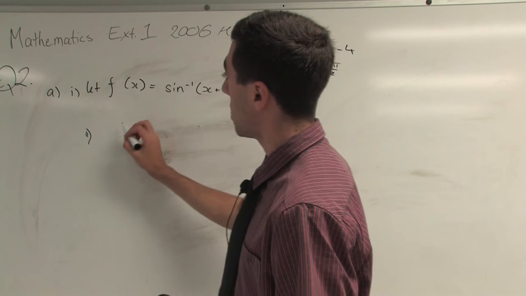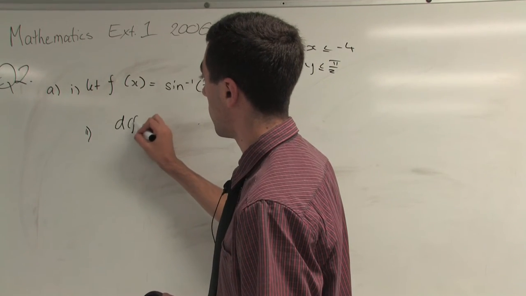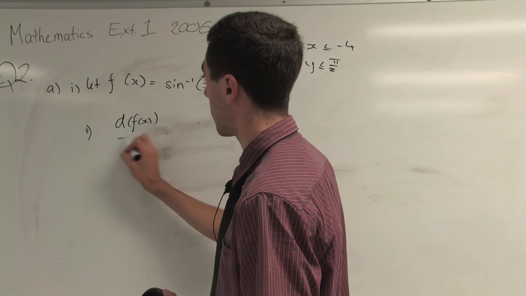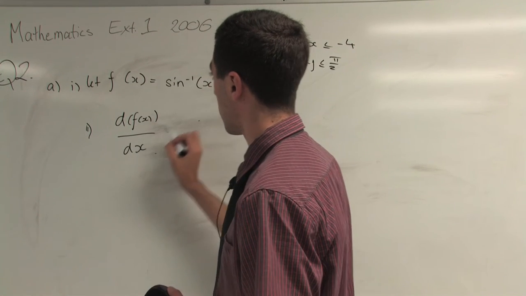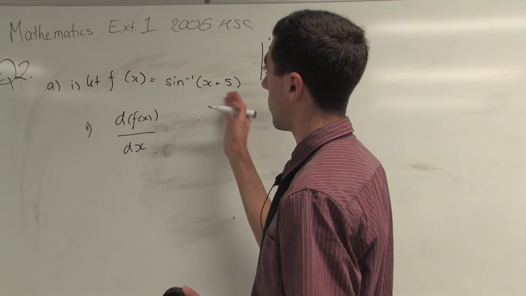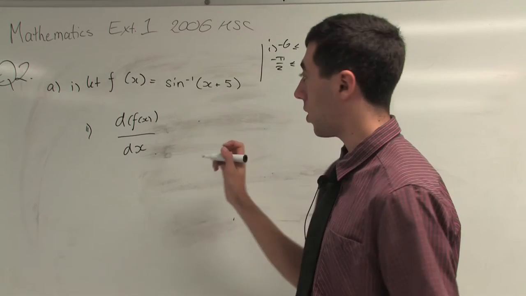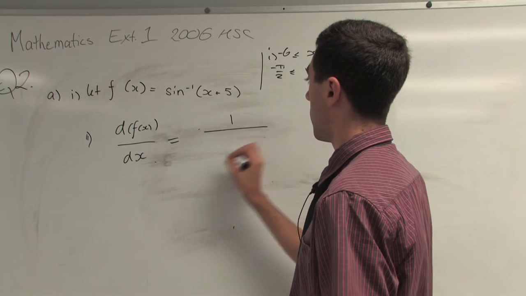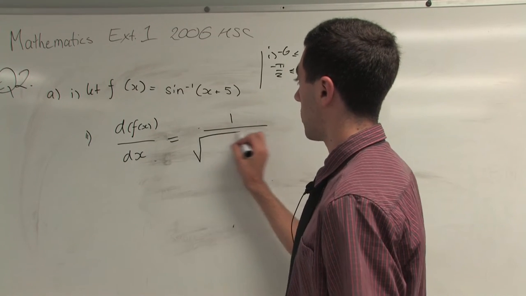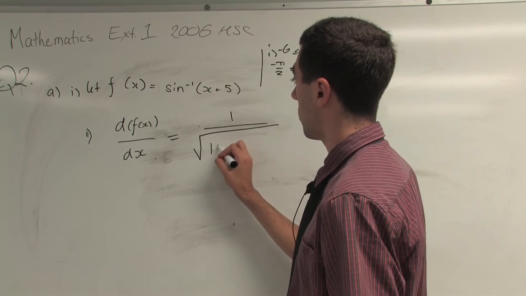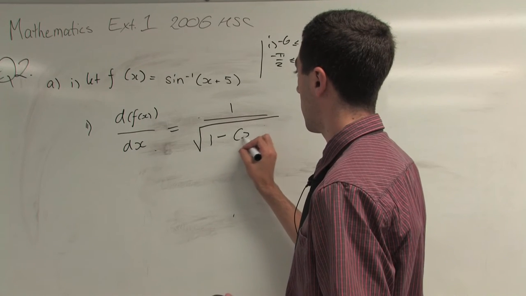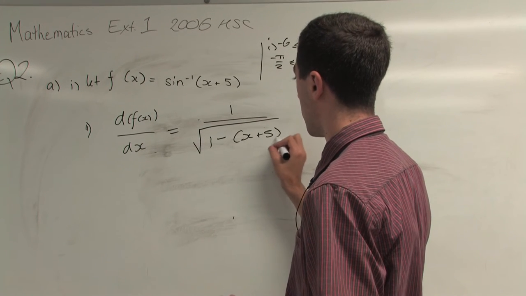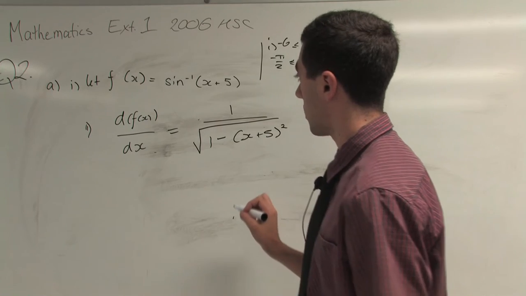So if we differentiate this, we'll differentiate our f(x) with respect to x. As we know, there is no constant term here, so the derivative of the inside is simply 1, and the 1 can go at the top here. Now when we differentiate our standard sine inverse, we get 1 over the square root of 1 minus (x + 5), and that will be squared.